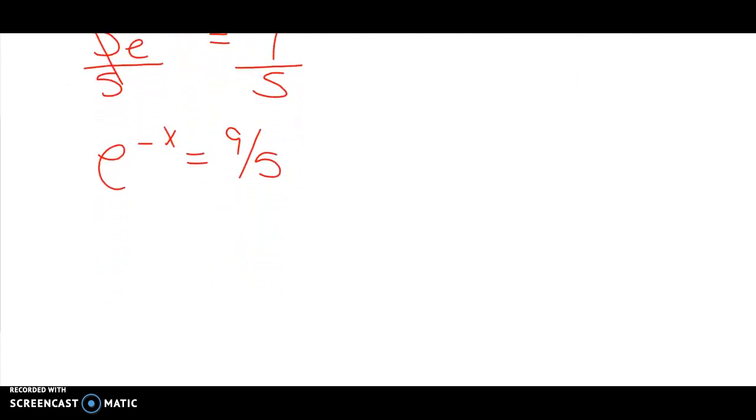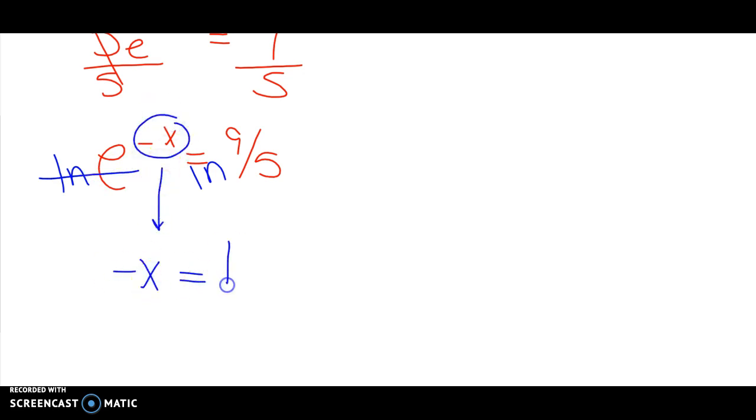Now, can I rewrite 9/5 with the base of e? No. So we need to log both sides. We need to use that property, but we have a special log that cancels out e. What is it? Natural log. So this is the scenario in which you would ln, you'd natural log both sides. So the natural log of e cancels. Now this is a negative x, so there is a negative x left, equals, now don't forget to write the natural log of 9/5 on the right.